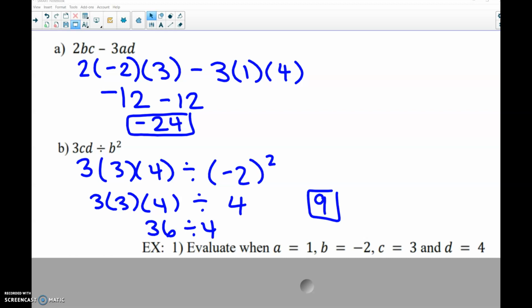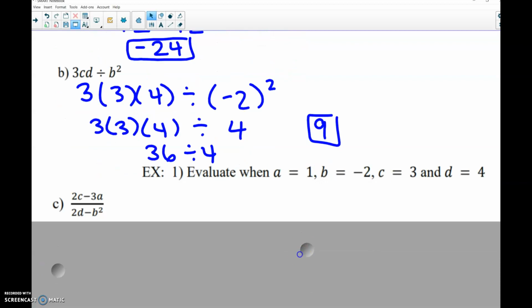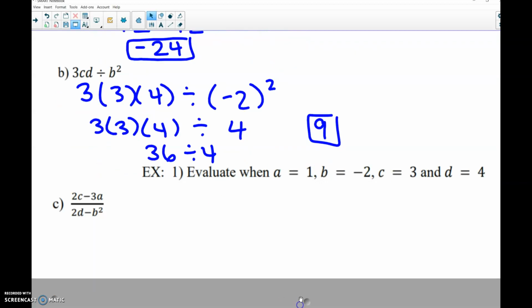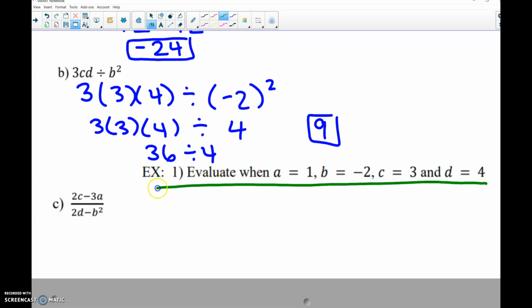If you got 9, you are correct. 3 times 3 is 9, times 4 is 36, divided by 4 is 9. All right, and this last one here, here's the directions underlined in, let's say, green. Take a minute and simplify as much as you can the expression in part C.